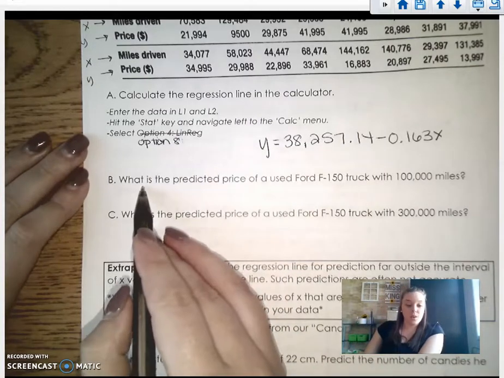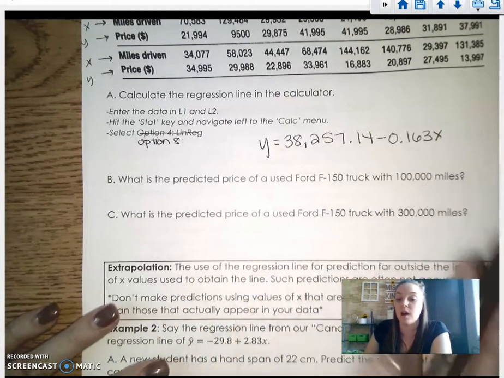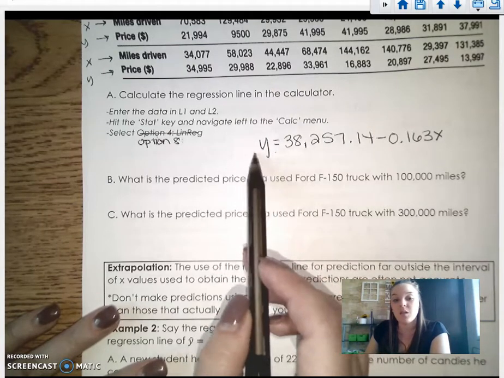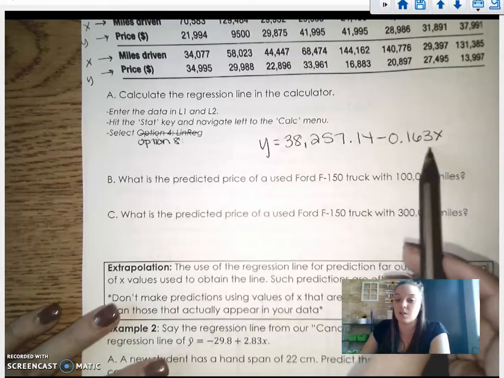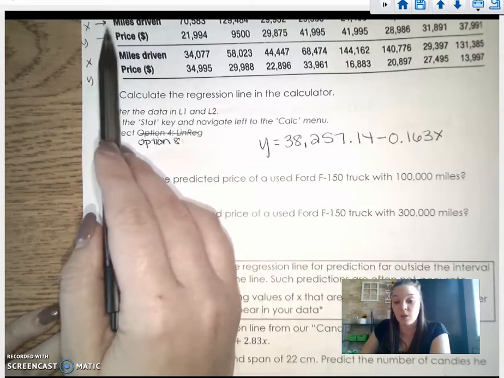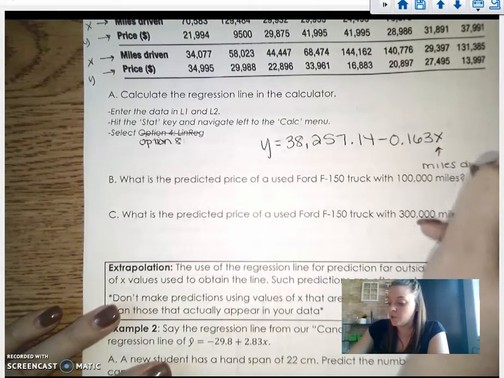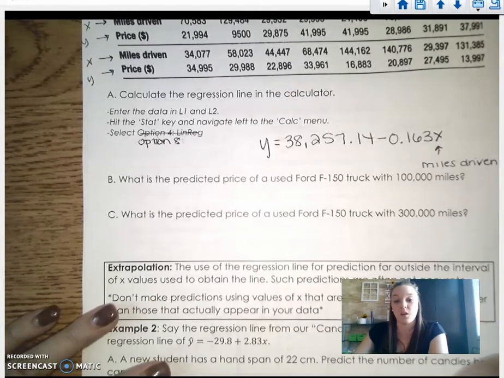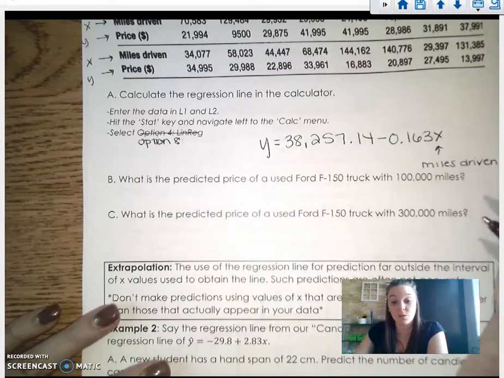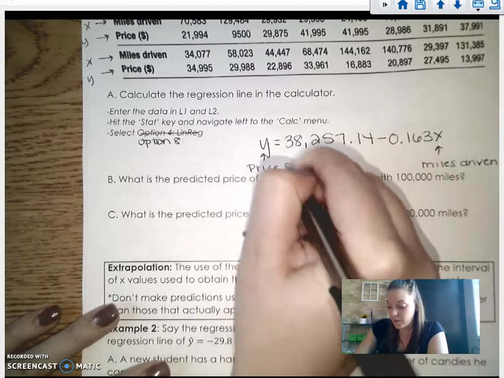So part B asks you, what is the predicted price of a used Ford F-150 truck with 100,000 miles? In order to do this, you need to be thinking about what Y represents in the context of this problem and what X represents. We already talked about that a little bit up here. We said our X, or our explanatory variable, is the miles driven, so I'm going to label that up here. It's a good habit to get into labeling your variables, because when they ask you questions, you'll be able to quickly substitute those numbers in for the right variable. And Y is going to be my price in dollars.